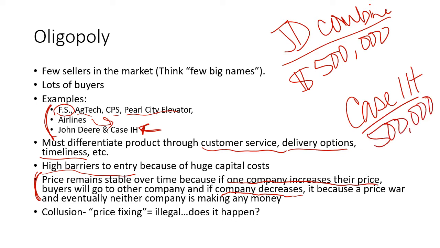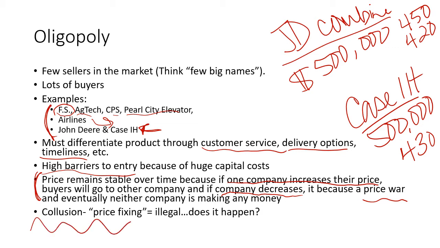If John Deere lowers their price to $450,000, then Case IH, in order to sell, would maybe lower theirs to $430,000, and then John Deere would lower theirs to $420,000. Eventually, like I said, it would get into a price war, and eventually neither company is going to make any money. So there's a certain profit margin that both these companies have to make.